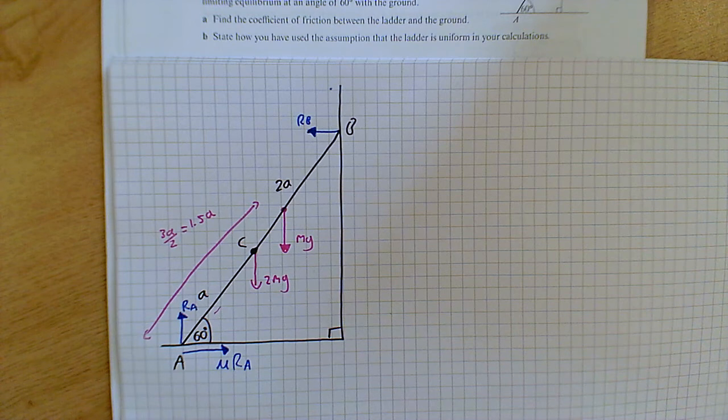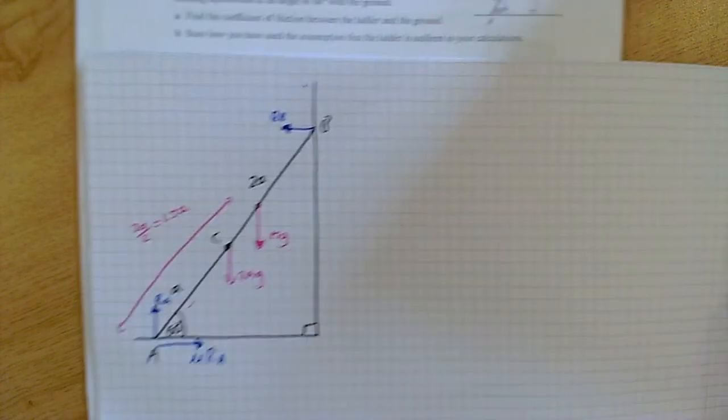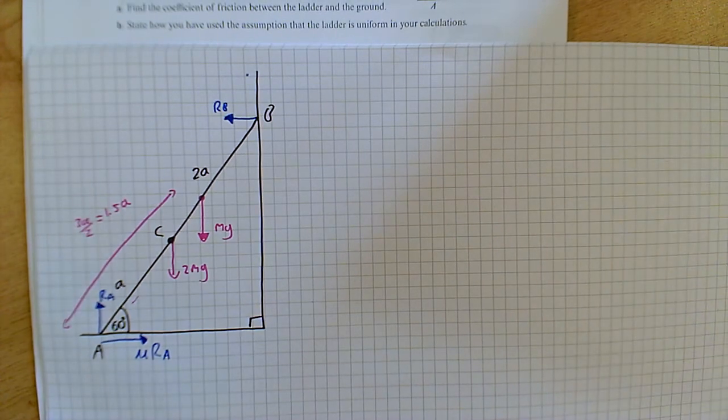Part A asks us to find the coefficient of friction between the ladder and the ground. So there are three things we can do, right? We can resolve horizontally, we can resolve vertically, and we can take moments. And it might be really unclear at this stage which of those things is actually going to be useful to us. So what we're going to do is just do them one at a time and see what equations we get out. And then once we've got the equations, we can actually see what's going on.